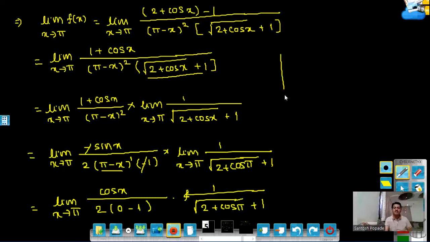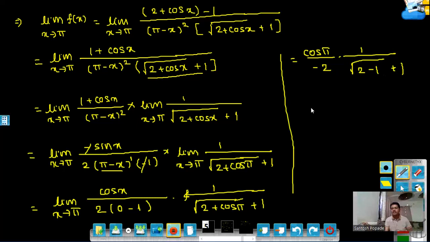And now in the first limit also I can directly put the value of x, which is pi, there. So you will get cos pi divided by minus 2, and into 1 upon under root of (2 minus 1) plus 1. So that will give me minus 1 upon minus 2 into that sum, which comes to be again 2. So the answer is minus minus plus, 1 by 4 is the limit, and that is nothing but the value of the function. Limit of the function and value of the function are the same, so k is equal to 1 by 4 is the answer in this question.